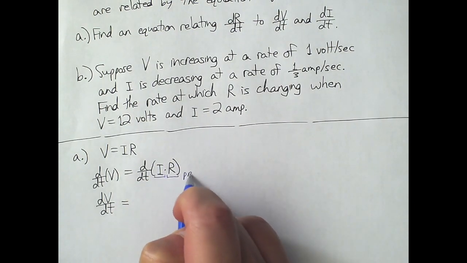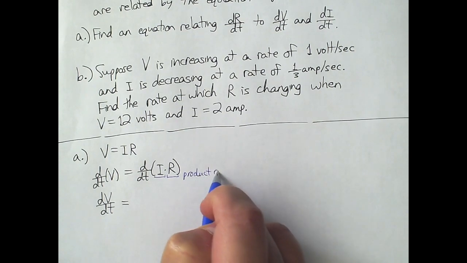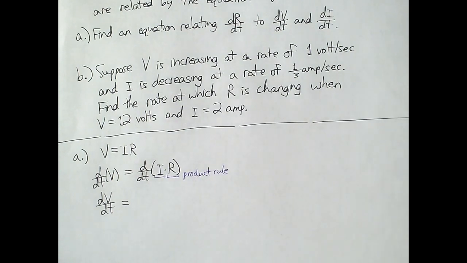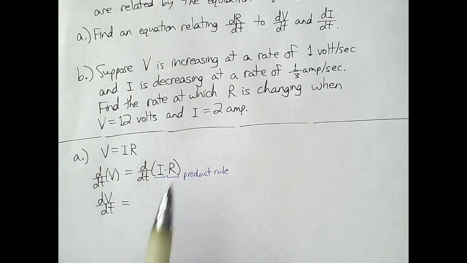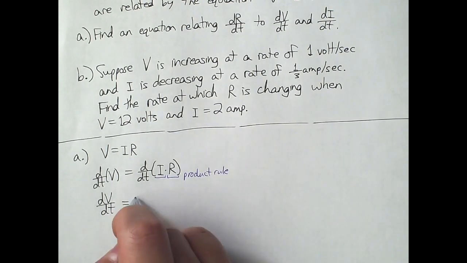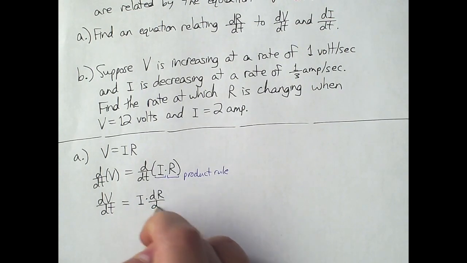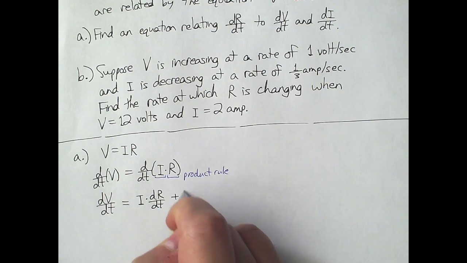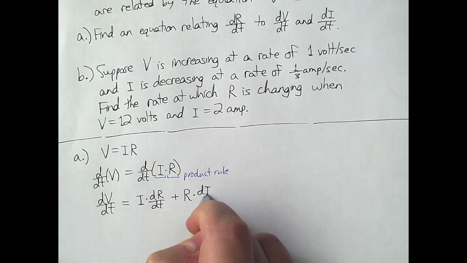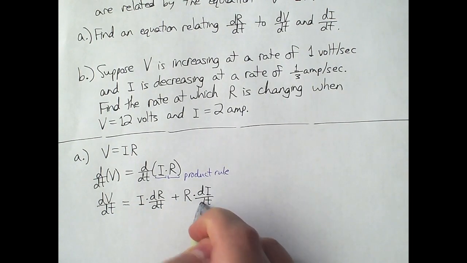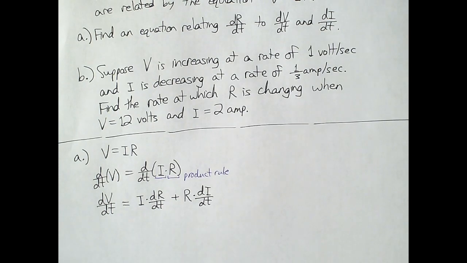I'm going to use the product rule. So we have a product of two things. And by the way, I is a function of time, R is a function of time. So product rule says you take the first function times the derivative of the second one plus the second function times the derivative of the first one. So now we found this formula for how the three rates of change are related. dV/dt equals this stuff.